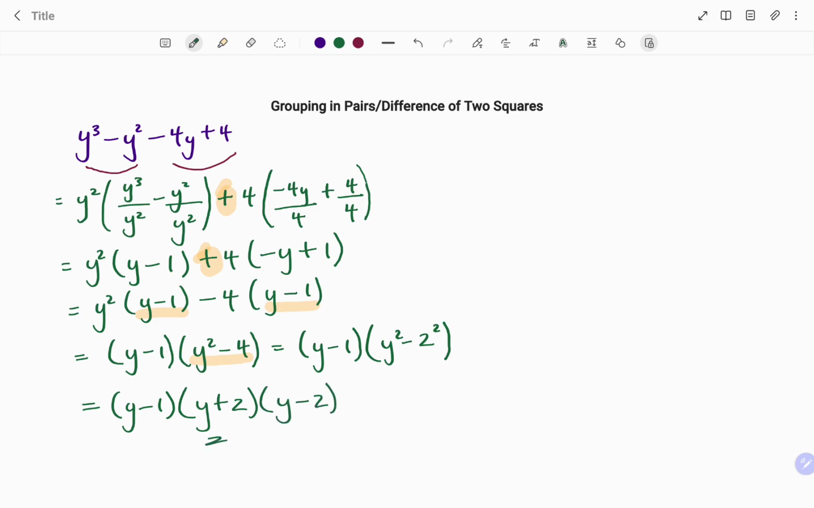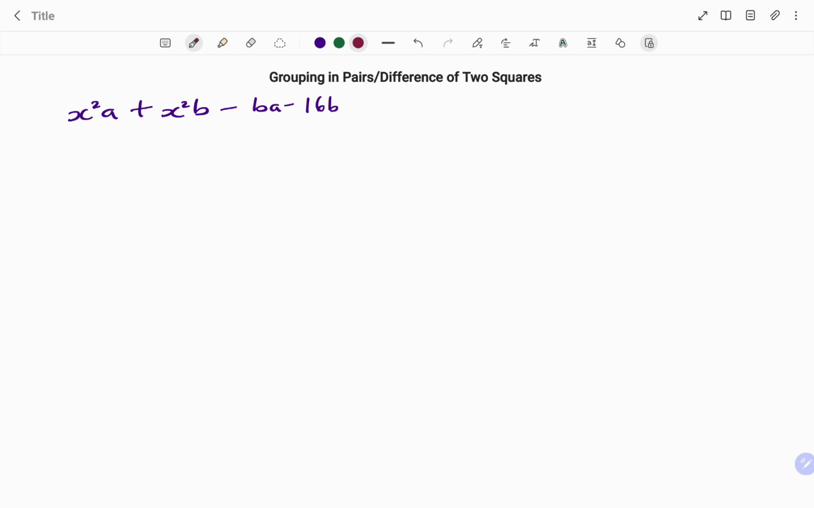That's an embedded factorization. Let's look at the last example. In my last example, I have x squared a plus x squared b minus 16a minus 16b. I'm grouping in pairs. It's a polynomial with 4 terms without a common factor to all the terms. So therefore, on my left-hand side, I have x squared common. So factoring out x squared, I'll divide all the terms in the bracket by x squared. I have plus x squared b over x squared. I start with a plus to separate the terms.